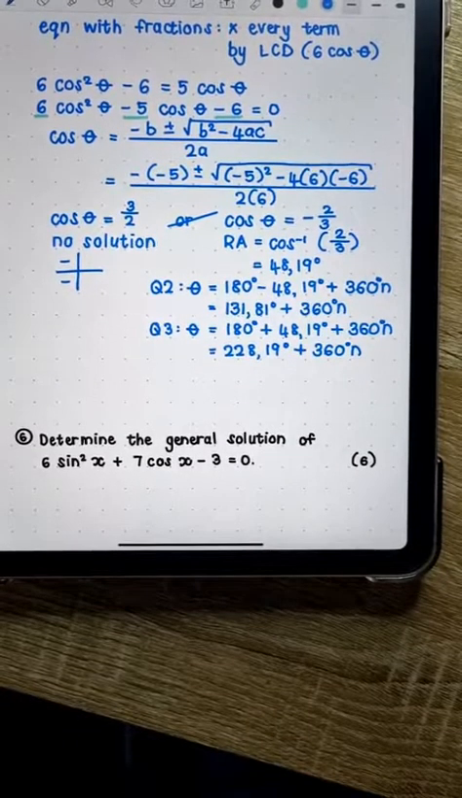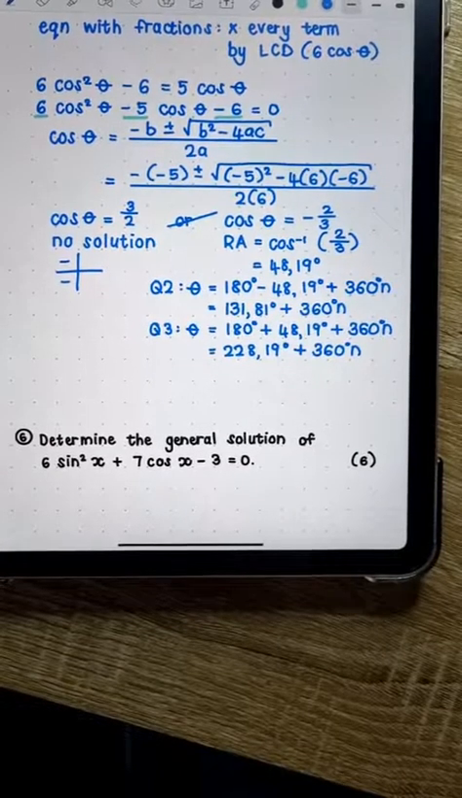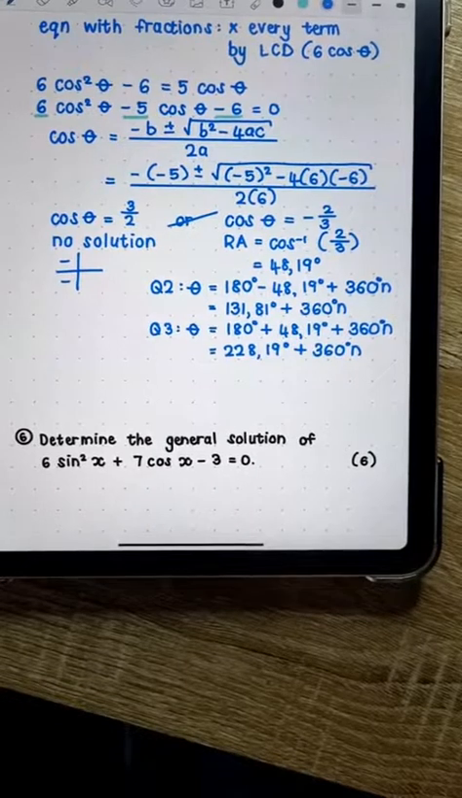Yes, if it was tan, you would say 180n. Correct. That's absolutely correct. 360n because the question asked to solve the general solution.